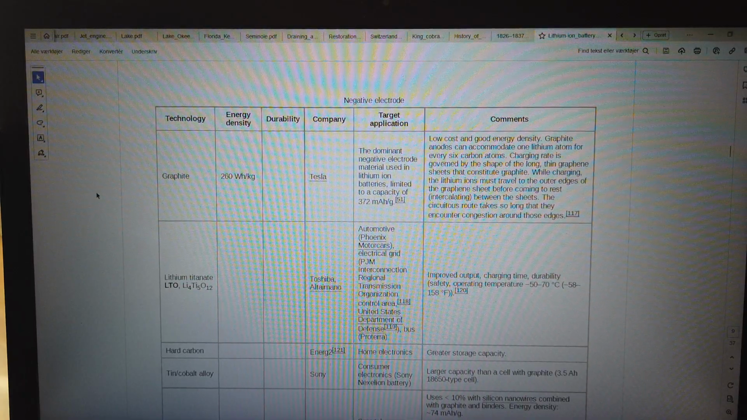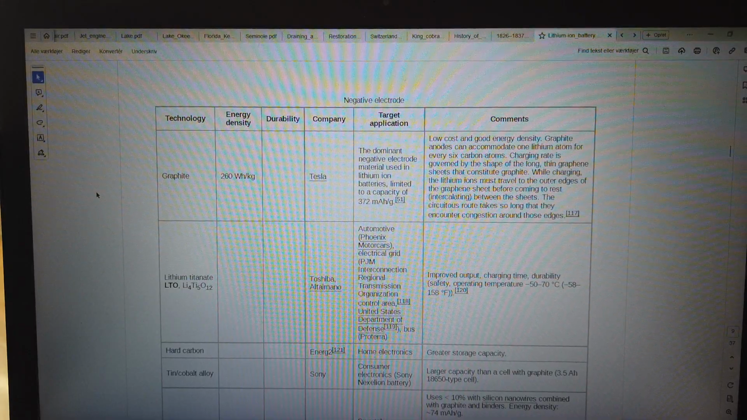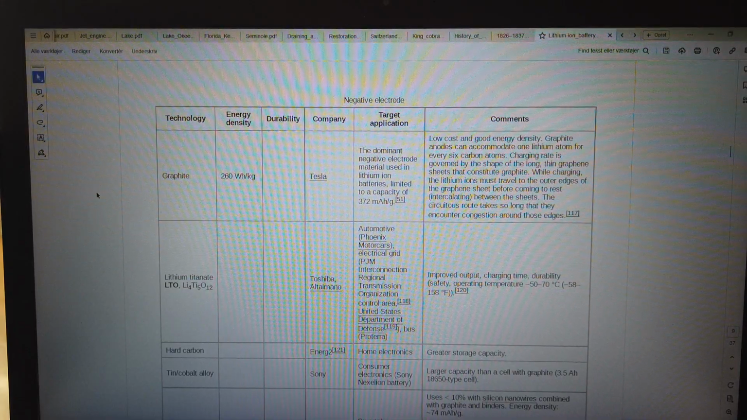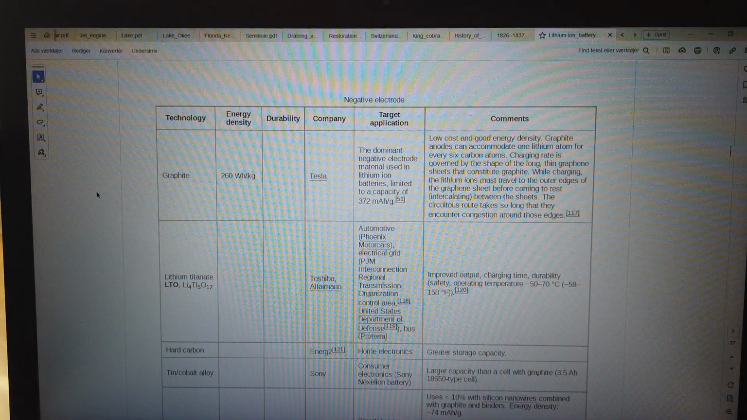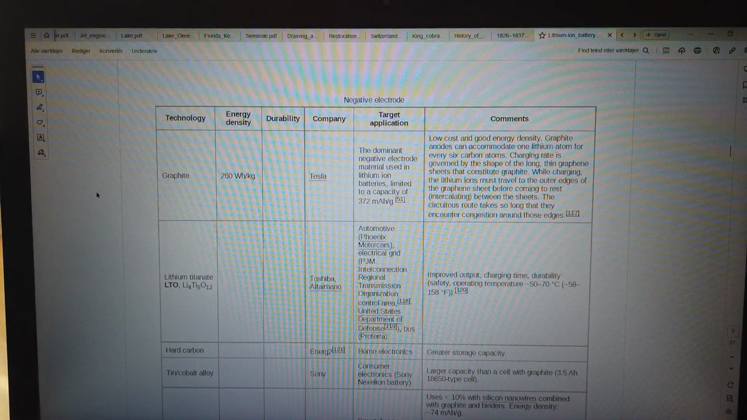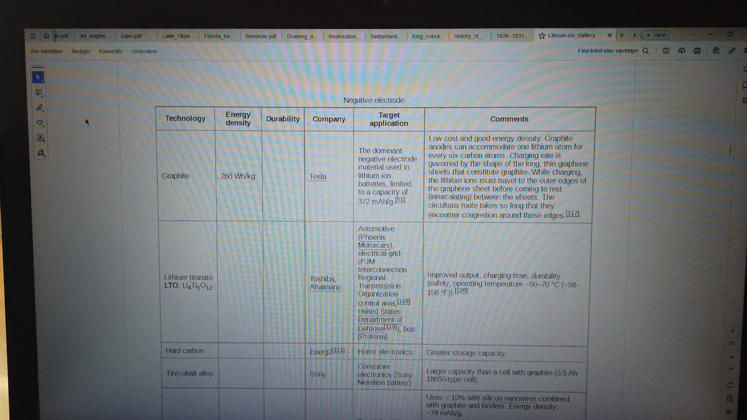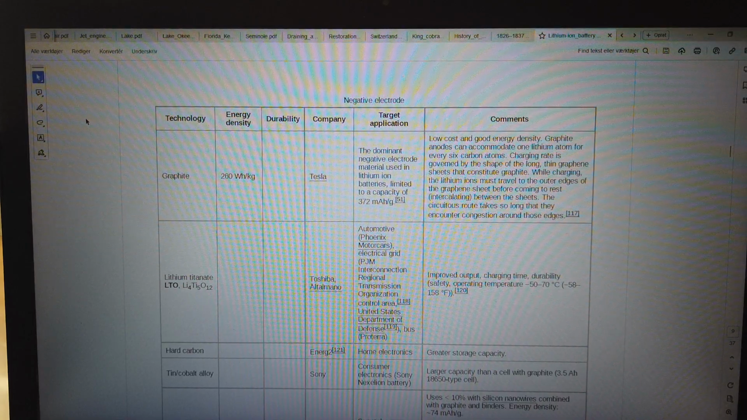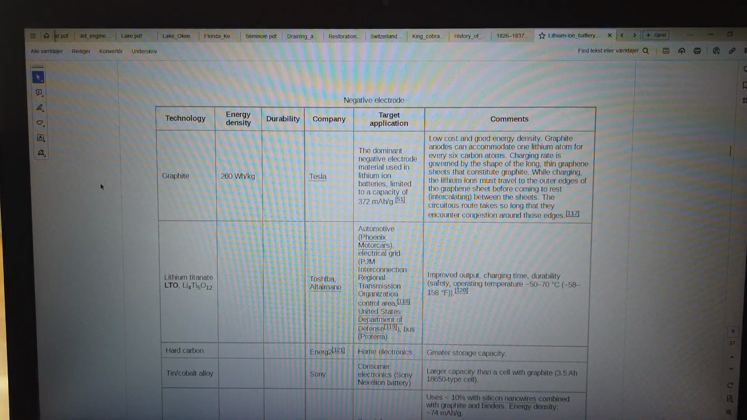Graphite anodes can accommodate one lithium atom for every 6 carbon atoms. Charging rate is governed by the shape of the long, thin graphene sheets that constitute graphite. While charging, the lithium ions must travel to the outer edges of the graphene sheet before coming to rest, intercalating between the sheets. The circuitous route takes so long that they encounter congestion around those edges.